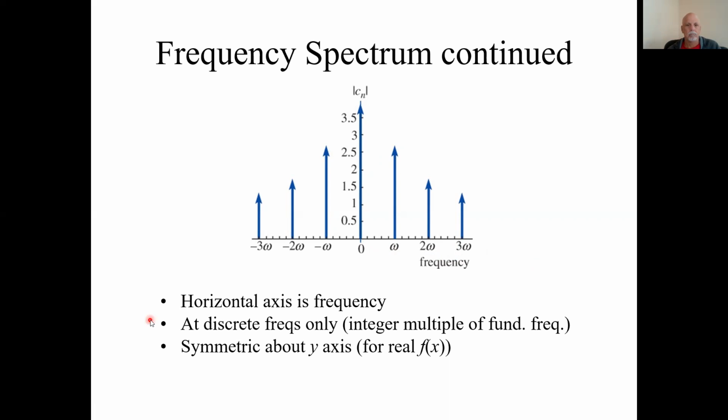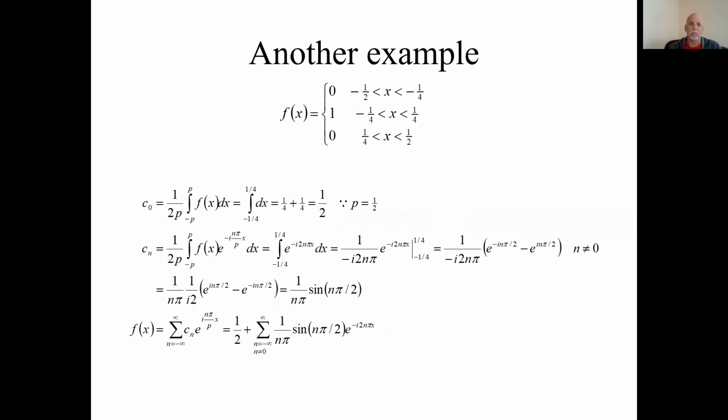And anytime the function is real, and those are the only cases we're going to handle, you're going to get a symmetric spectrum like this. By the way, when you plot it like this, that's called the frequency spectrum. And if your function is real, it's always going to be symmetric about this y-axis, the magnitude axis. That's the idea of the frequency spectrum. I'll do another whole example end to end, including the frequency spectrum, but I think I'll save it for another recording.